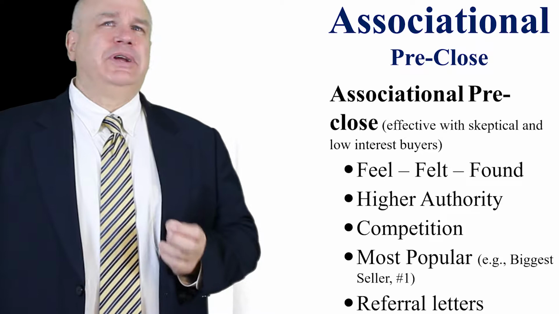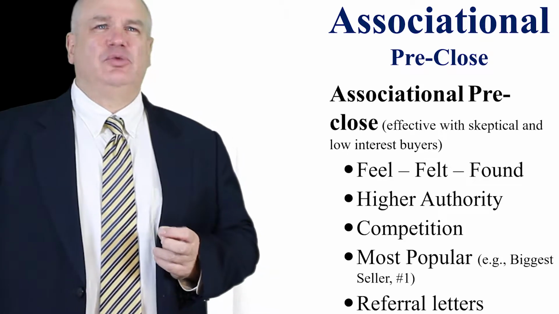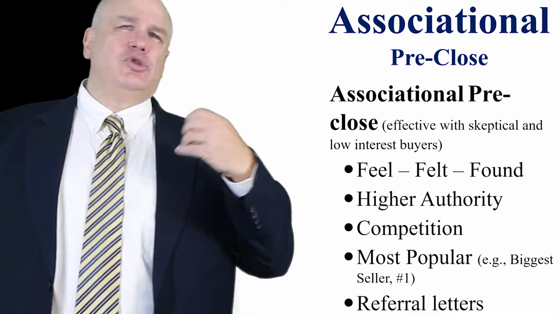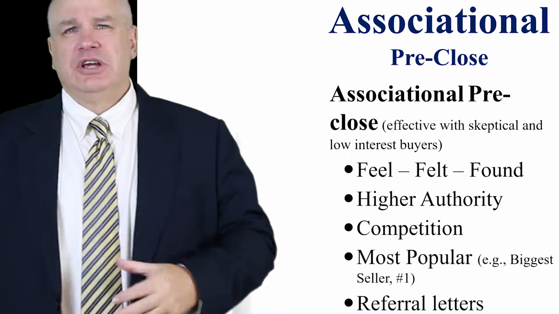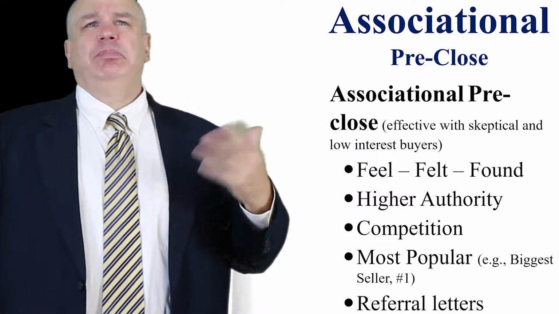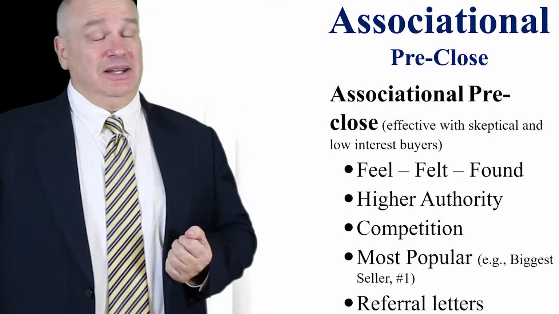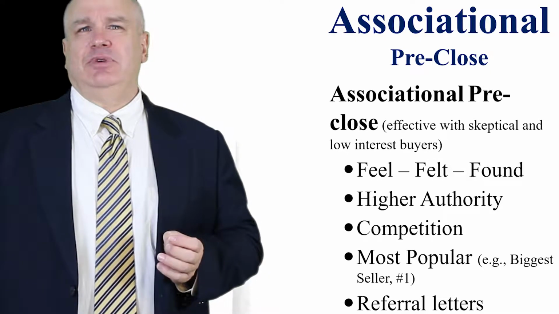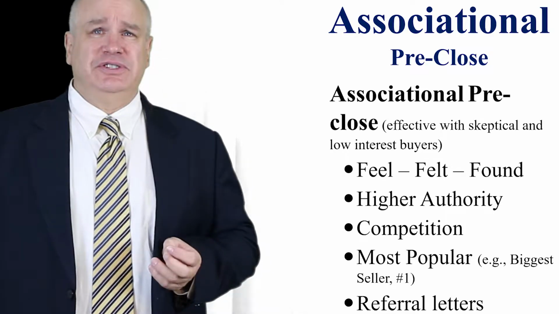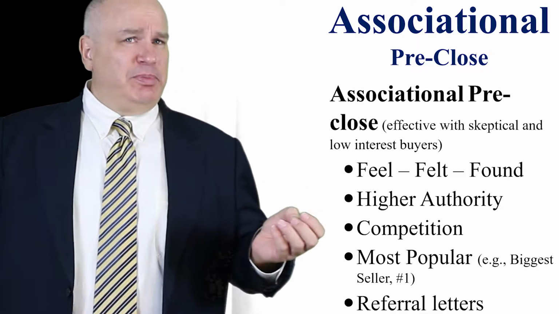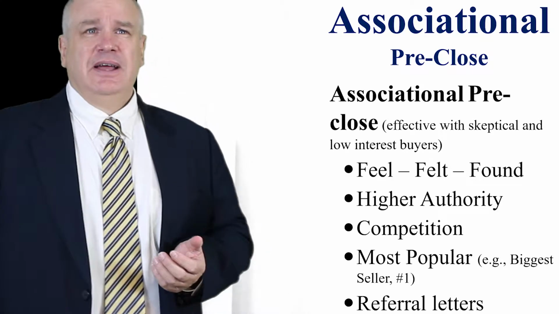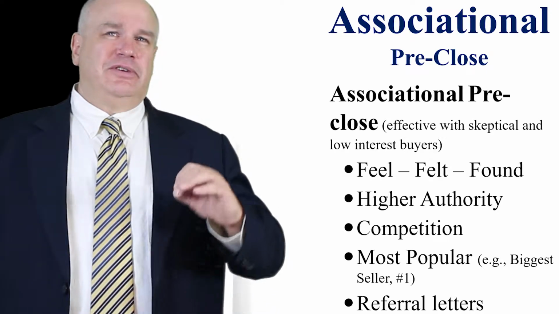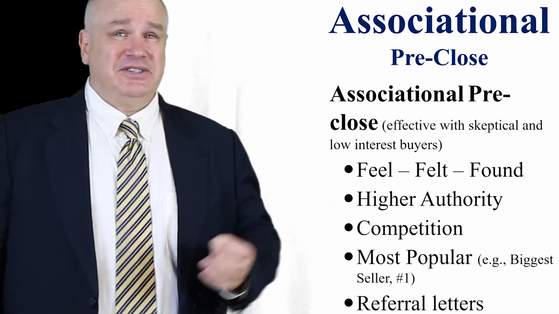The associational pre-closes address how the product or service is working well for others. This pre-close makes reference to being the most popular or introduces referral letters or stories of success with businesses or individuals that the prospect is likely to respect. This pre-close tends to be effective with skeptical buyers or buyers with low interest, as well as with amiable personalities or expressive personalities. The feel, felt, found is used in conjunction with an objection. So it's sort of a pre-close and an objection-solving process.